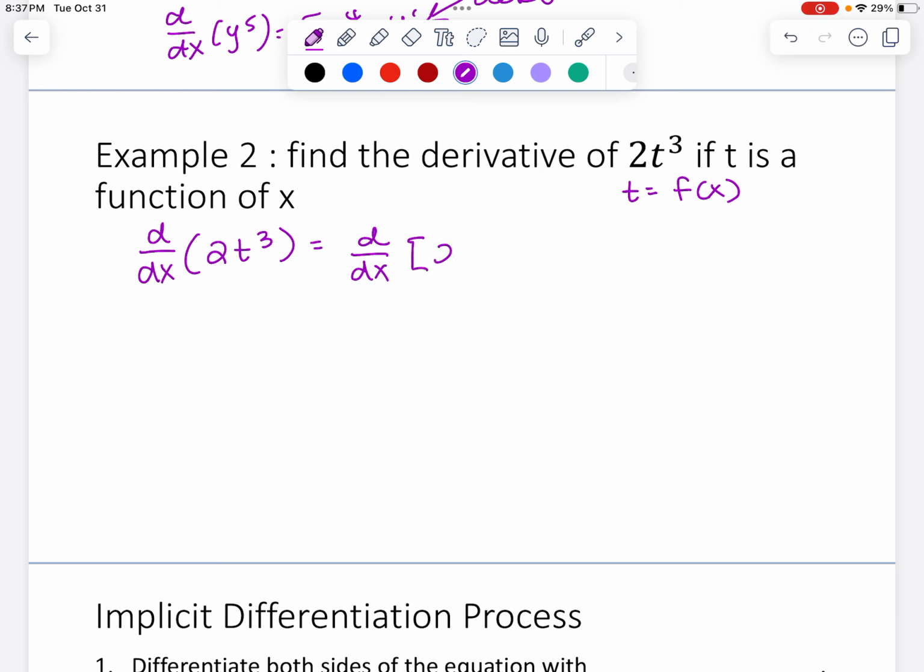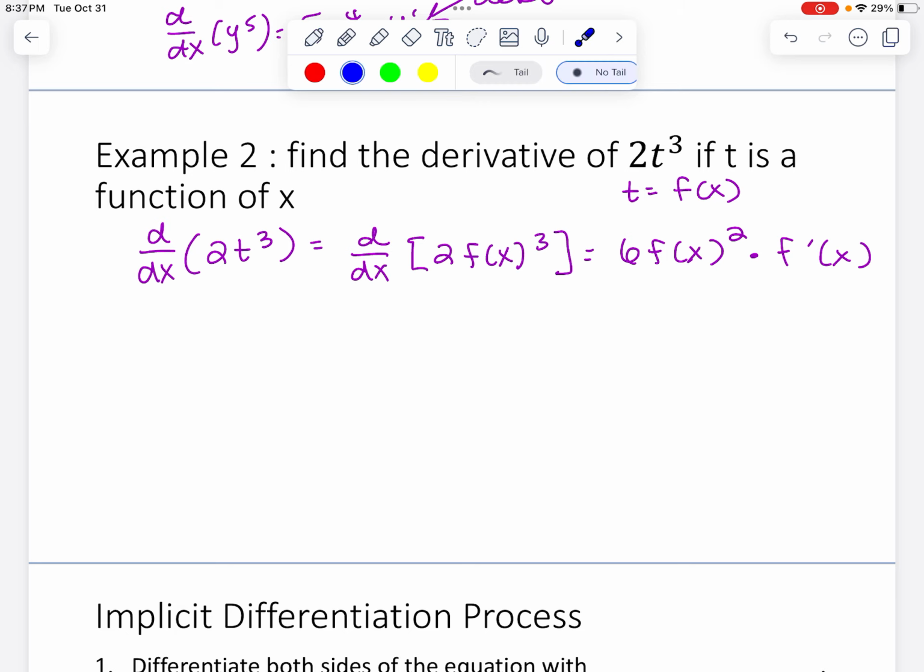And so again, I could just think about this as taking the derivative of 2 f of x cubed. And then f of x is the inside function, so I basically would have 6 f of x squared times the derivative of the inside. The reason that's a 6 is because I just did 3 times 2, and then I left the original function and took the derivative of the outside.